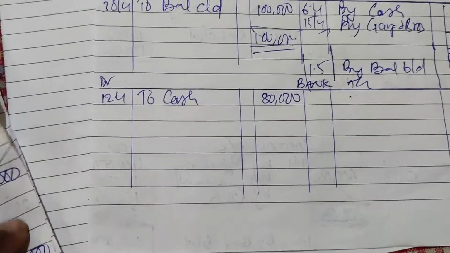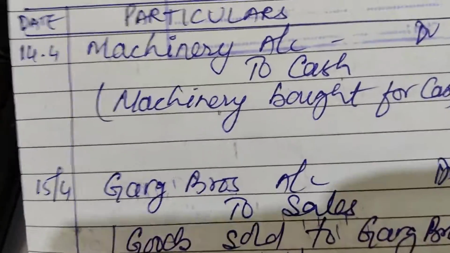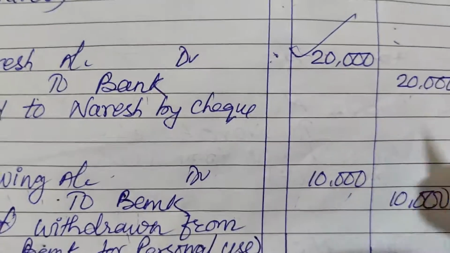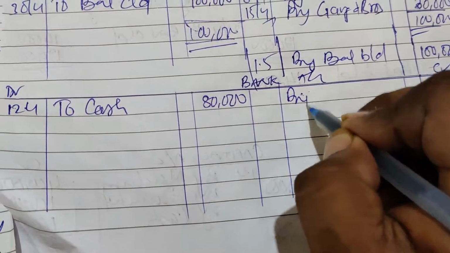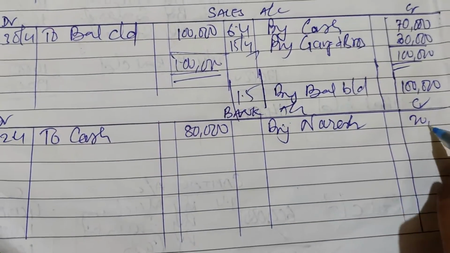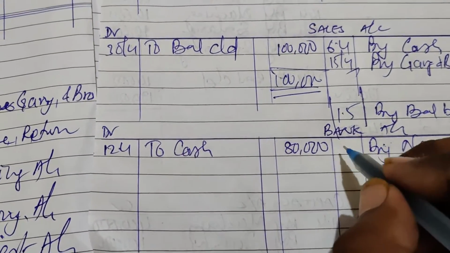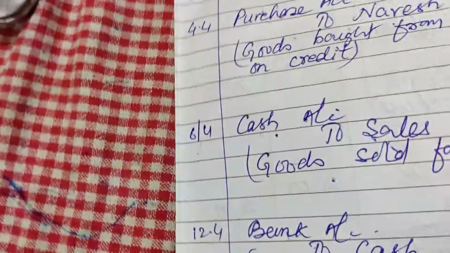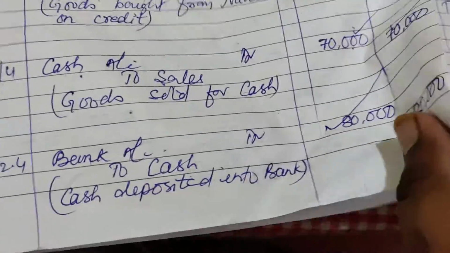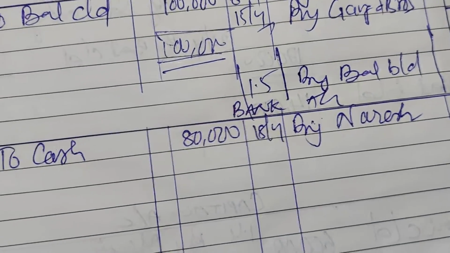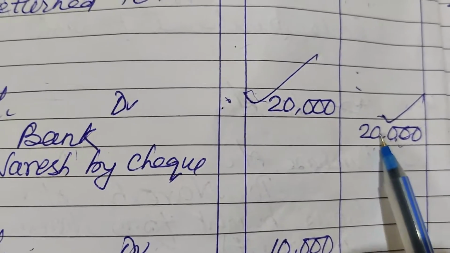Again, let's see where are the other bank entries. Here, Naresh account debited to bank account. Naresh account, how much? 20,000. Let's check paid to Naresh. So here by Naresh bank is created, 20,000. Date is 18th April. I have ticked this one, and this bank account entry also I have done. This also ticked, bank account debited to cash. Naresh I have posted here in the by Naresh account. Now again any more?